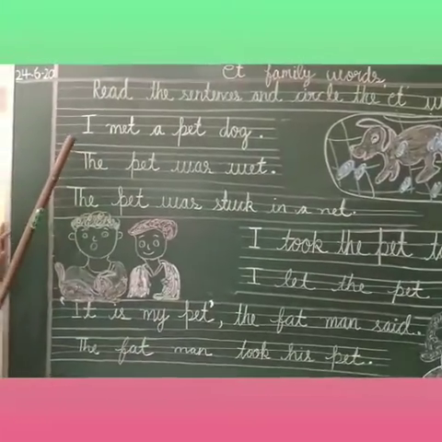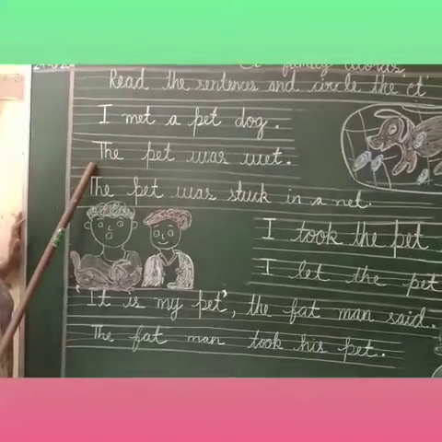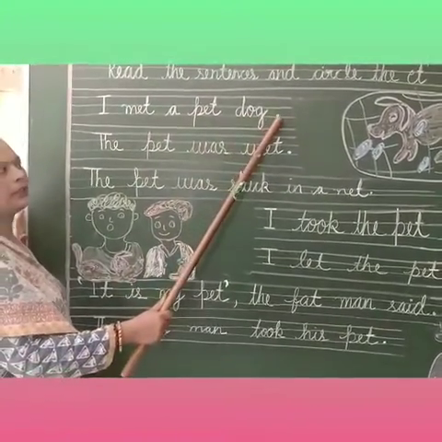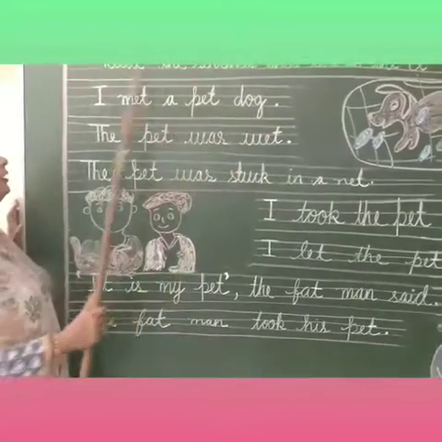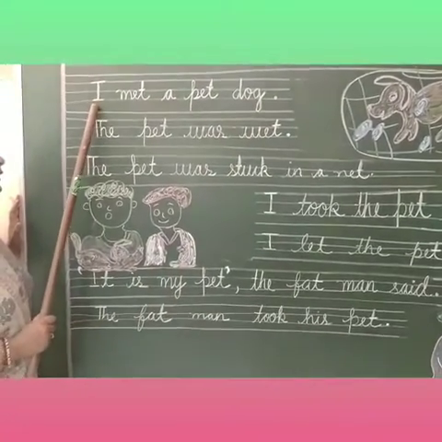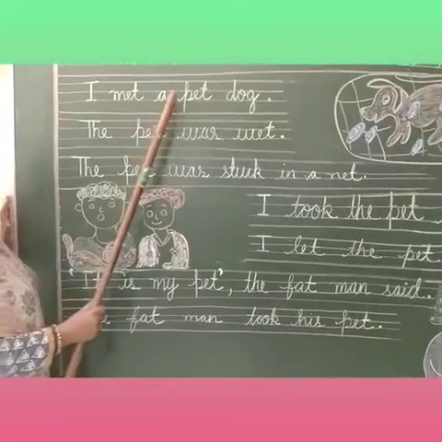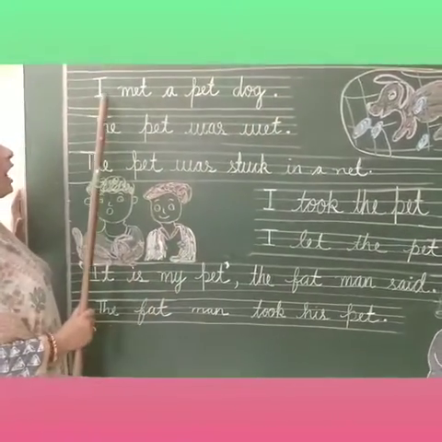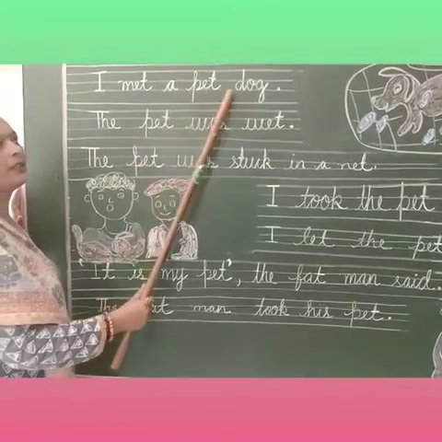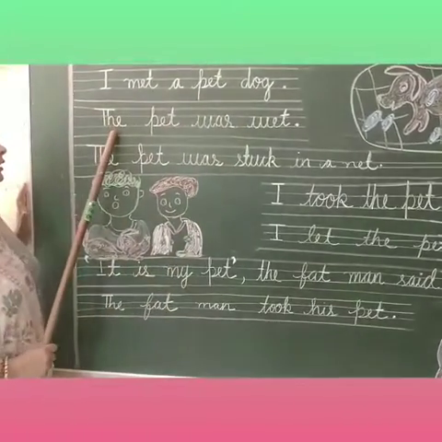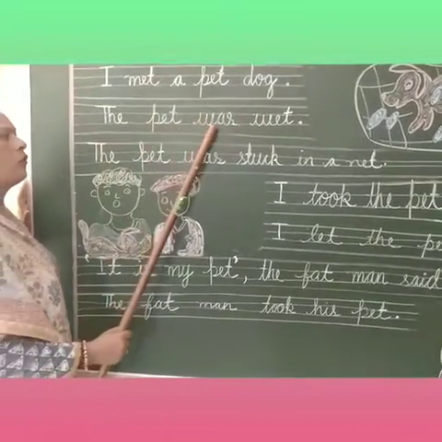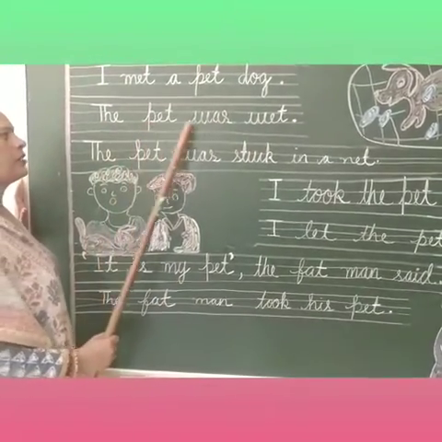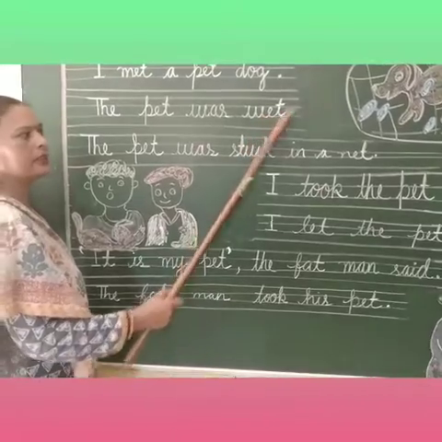Now let's start reading. See, first letter is capital. And after sentence, whenever we complete the sentence, there is a full stop. Now, I met a pet dog. Full stop. I met a pet dog. The pet was wet.